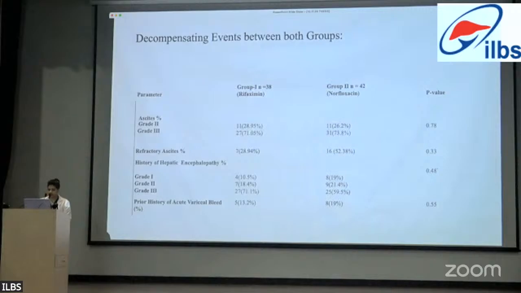Decompensating events at presentation: 28% had grade 2 and 70% had grade 3 ascites in the rifaximin arm, whereas 26% had grade 2 and 73% had grade 3 in the norfloxacin arm. Grade 3 NCAF was present in 70% in the rifaximin arm and 59% in the norfloxacin arm.